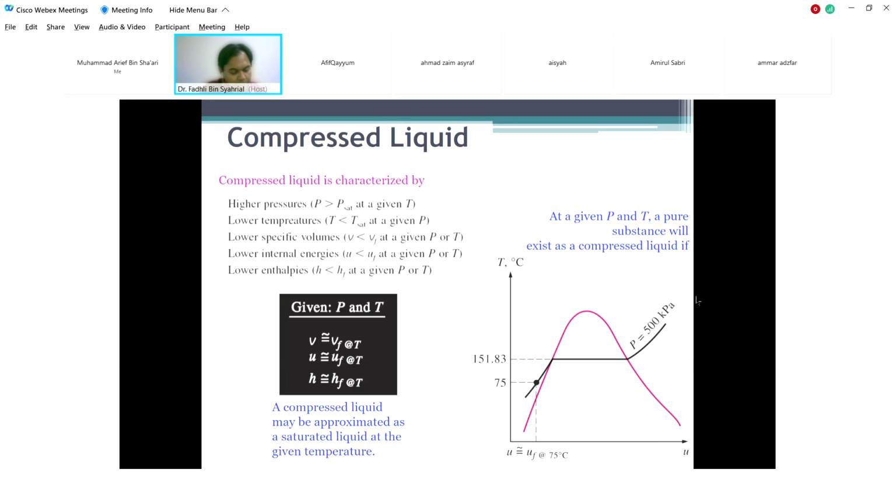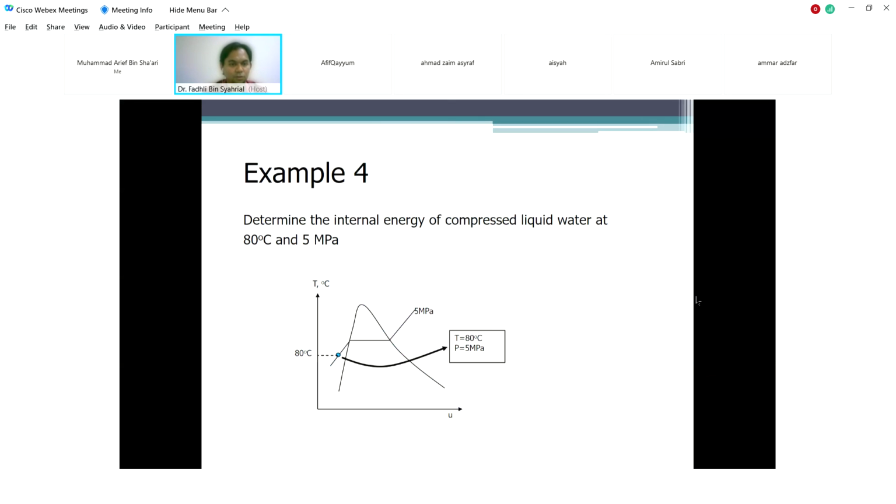Look at table temperature table A4. Go for 80 degrees C and find uf. That is the value of the answer of this question, for compressed liquid. So uf is 334.97.